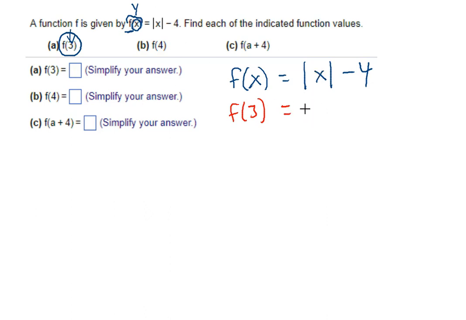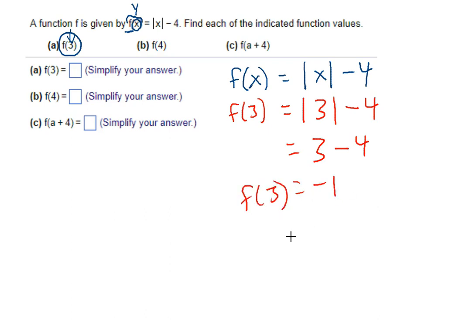Let's try that again. All right, so absolute value. In place of x, I'm going to do the same thing. Plug in 3 minus 4, and then I'm going to simplify. So I get the absolute value of 3 minus 4, which is the absolute value of negative 1. And so that's going to be my answer. F of 3 is equal to negative 1.